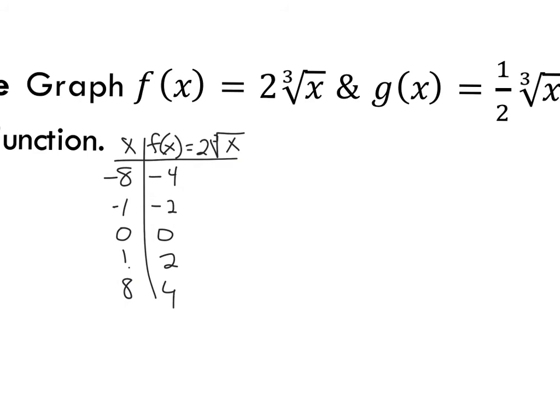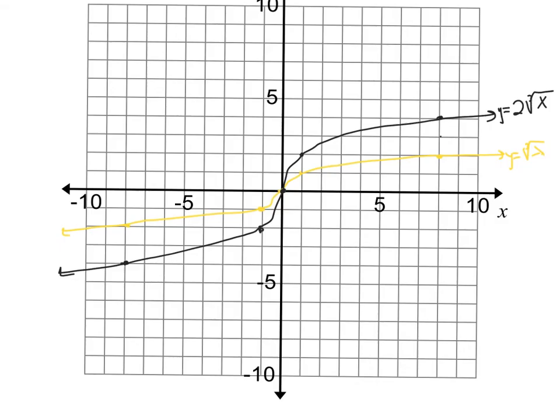Now let's graph those points and notice what happens. So notice when we graphed our points from the xy table, we have a vertical stretch, right? The graph appears stretched further than it was.